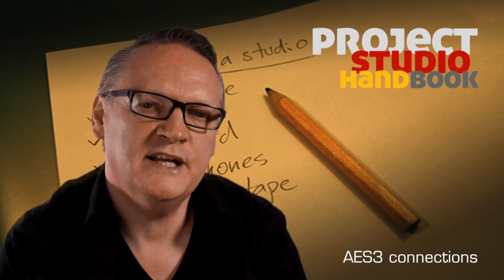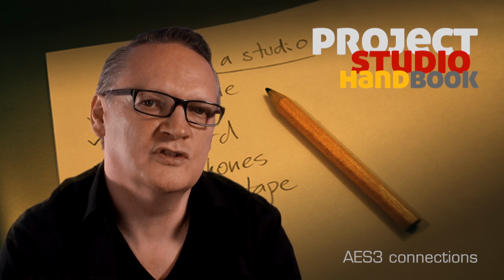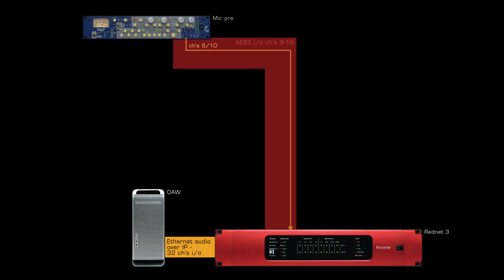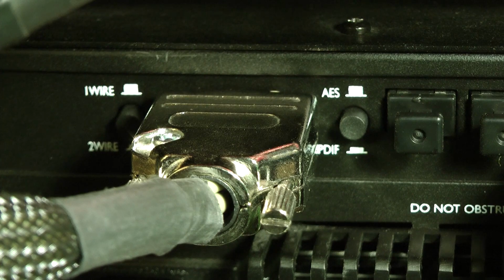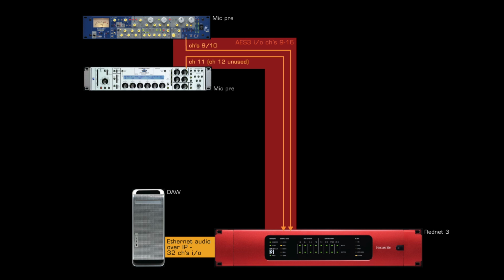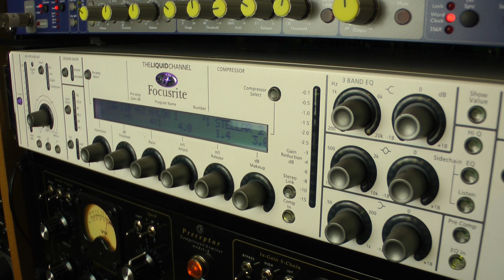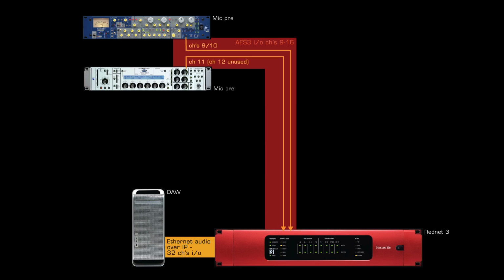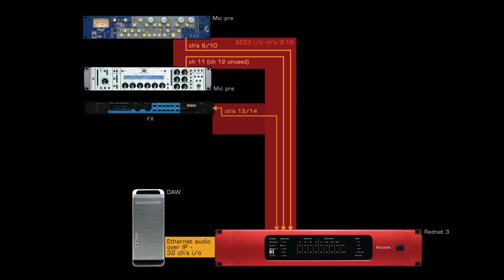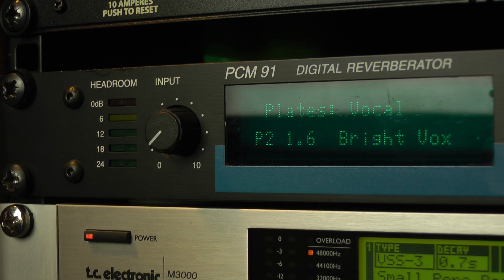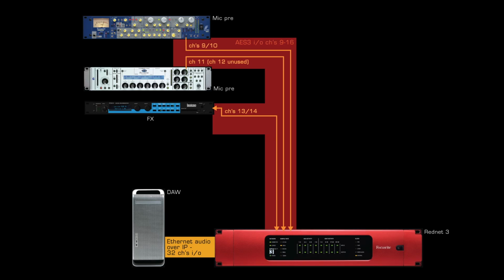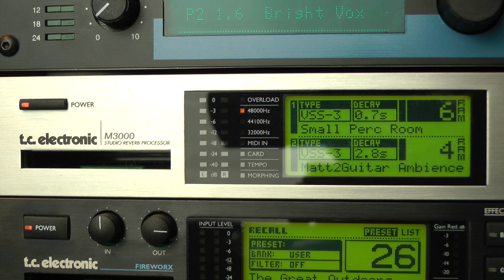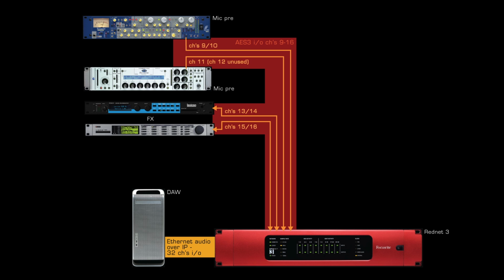The following devices are connected to the Rednet's AES3 connections: the digital 2-channel output of a Focusrite ISA 430 mic channel strip, the digital single-channel output of a Focusrite Liquid Channel, the digital stereo I/O of a Lexicon PCM91, which is integrated with the DAW via an I/O plugin, and the digital stereo I/O of a TC Electronic M3000, which is also integrated with the DAW via an I/O plugin.